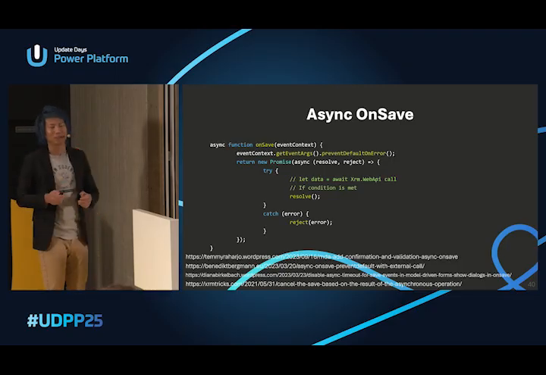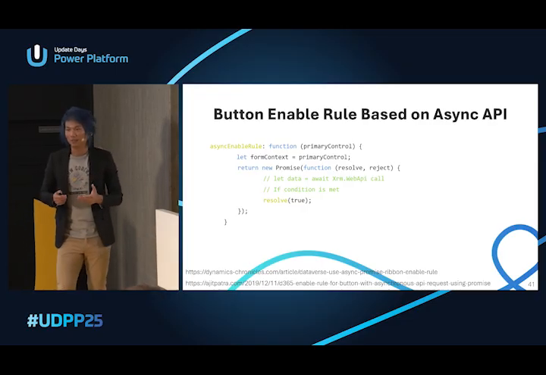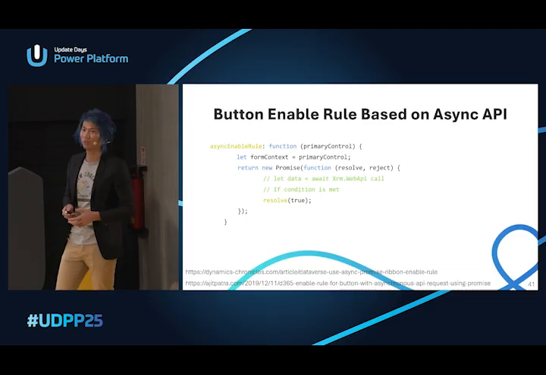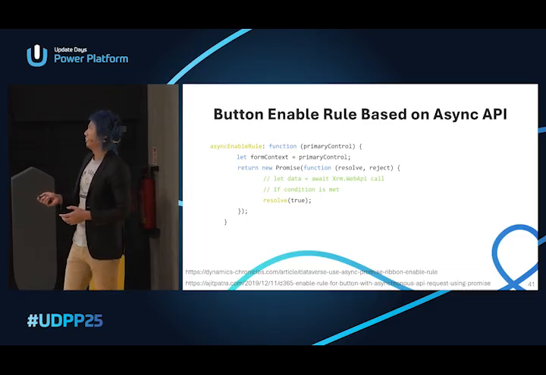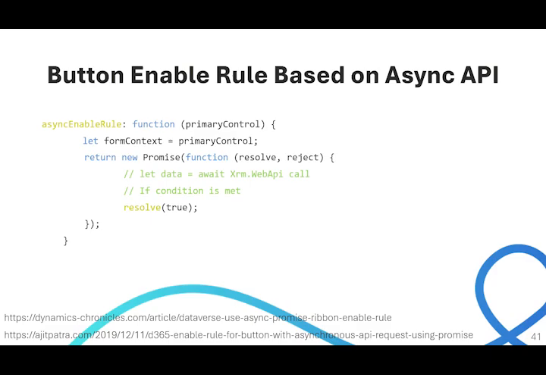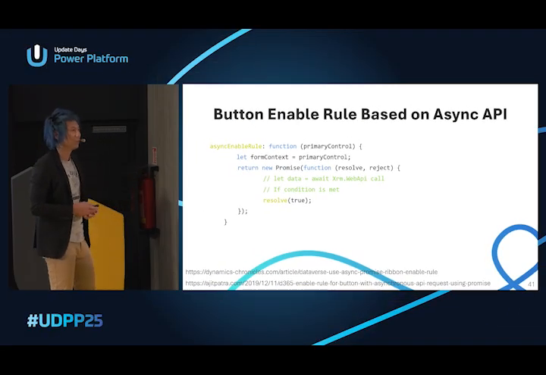Similarly, for all these command bar buttons, if you want to show or hide based on another web API asynchronous call, you just return the promise in the enable rule, and then you can resolve whether it's true or false. And then the button will be shown based on your condition.